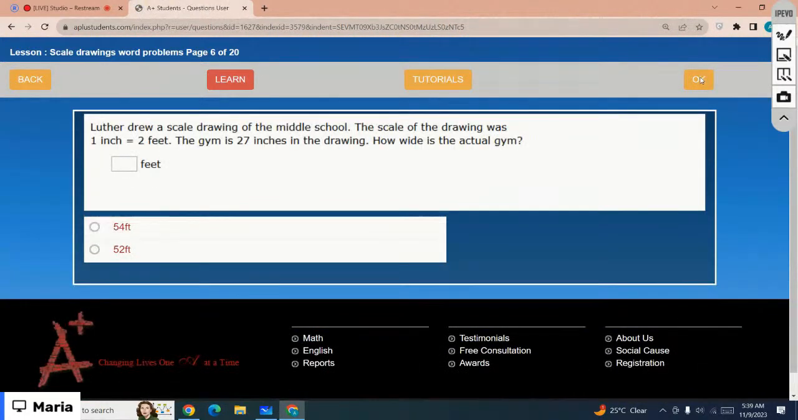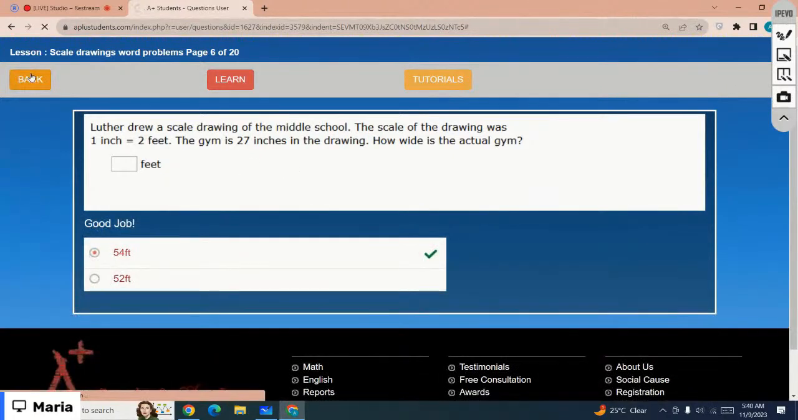Okay, the next one is Luther drew a scale drawing of the middle school. The scale of the drawing was 1 inch equal 2 feet. The gym is 27 inches in the drawing. How wide is the actual gym? The correct option is 54 feet, right? Okay, you can complete the lesson by yourself later today.